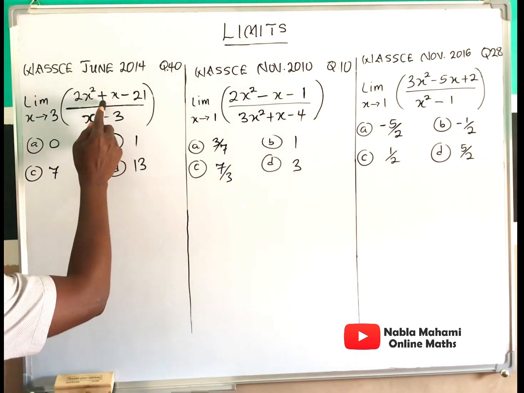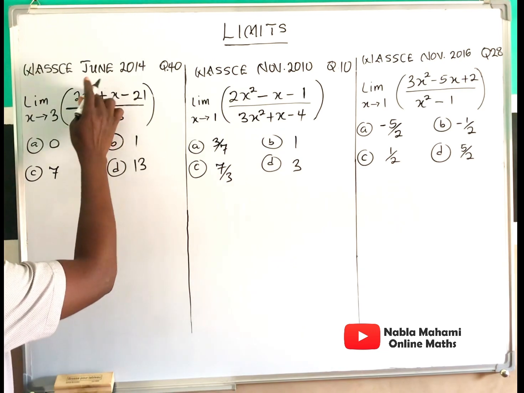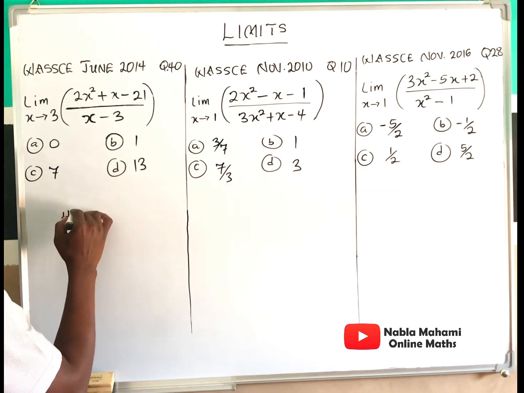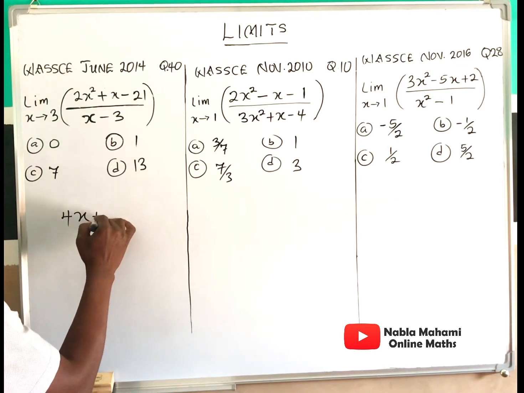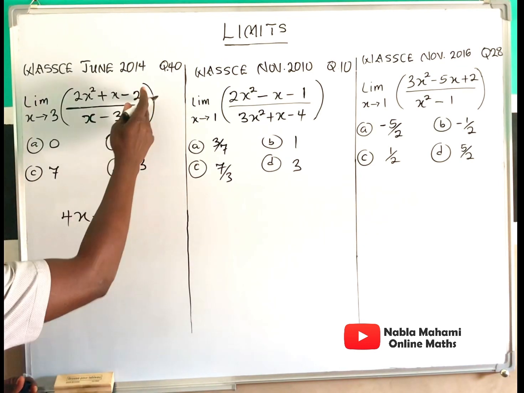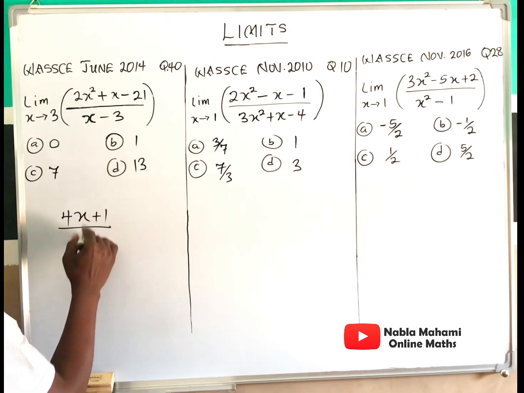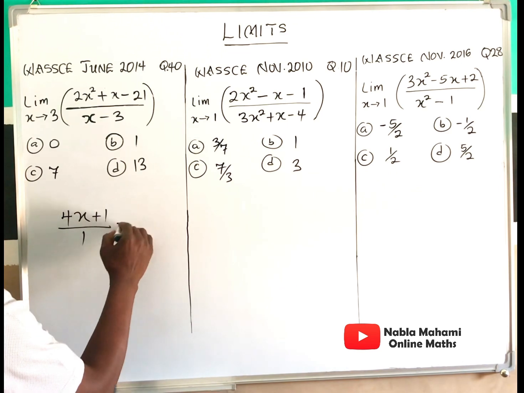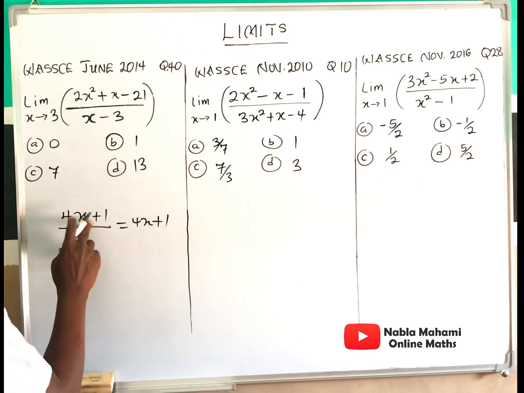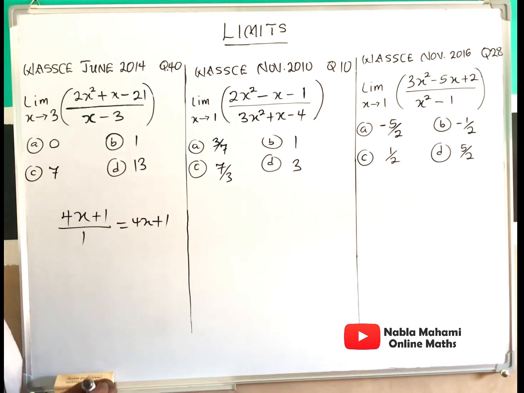If I have 2x squared plus x minus 21, I have to differentiate the numerator. To differentiate the numerator, 2 multiplied by 2 will be 4, and if I subtract 1 from the power, it will now be x. Differentiating x will be 1. Differentiating minus 21 is 0. I will now divide by the differentiation of the denominator, x minus 3: differentiating x is 1, and differentiating minus 3 is 0. So what I'll have there will now be 4x plus 1 over 1, which gives me 4x plus 1, because any number over 1 is that number.